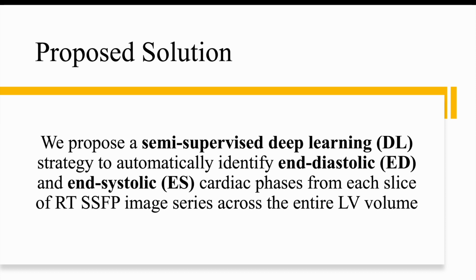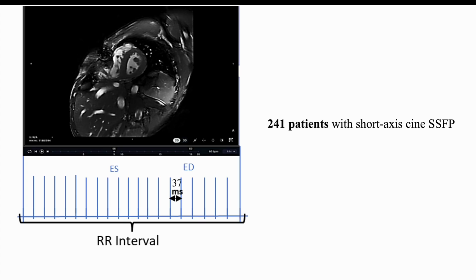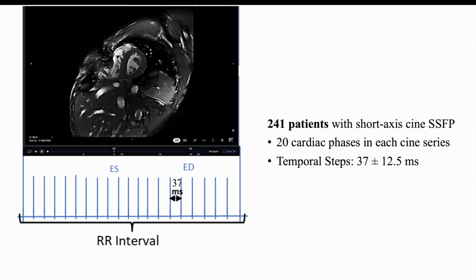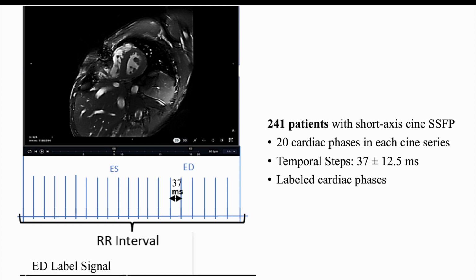Our proposed solution to this problem is a semi-supervised deep learning method to automatically identify end diastole and end systole cardiac phase from real-time MRI across the left ventricular volume. To do this, we began with 241 patients who had short axis cine SSFP images available. Within each short axis series, there were 20 cardiac phases with temporal steps of 37 milliseconds. The advantage of this is that the cine SSFP were labeled for cardiac phase.